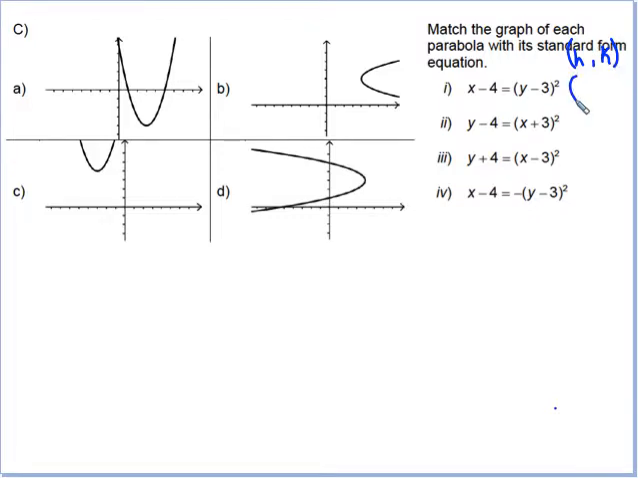Here, your H is positive 4. Remember, you're switching your signs when you're working with rectangular functions for the H and the K value. So H is 4, K is 3. For this one, H is negative 3, and K is positive 4. Focus on where your H is and where the K is, okay? K is always paired up with your Y. H is always paired up with your X.